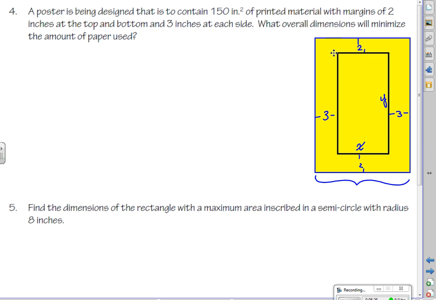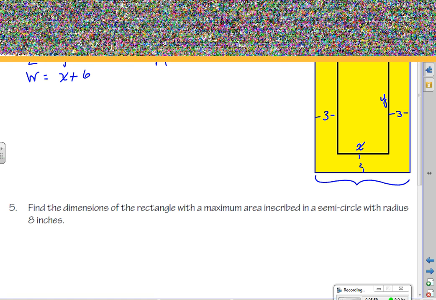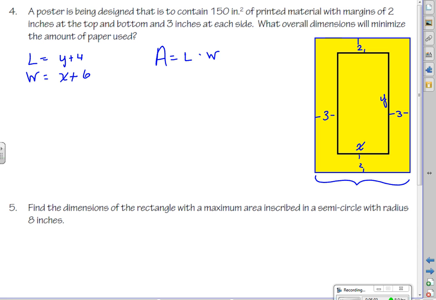What overall dimensions will minimize the amount of paper used? I think I would just go ahead and know that area is really just length times width, and we know the length of our paper is going to be y plus 6, and the width of our paper is going to be x plus 6. That should have been a 4 with our y, shouldn't it? That was 2 inches on top and bottom. And then I think you can substitute that in.